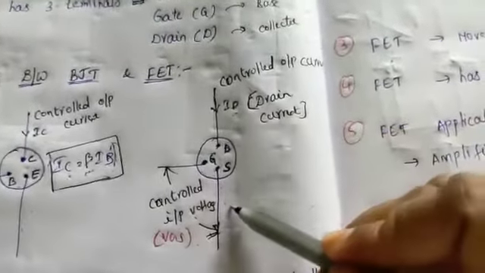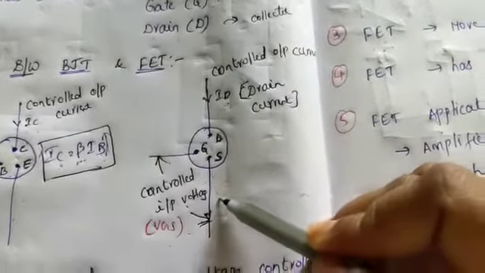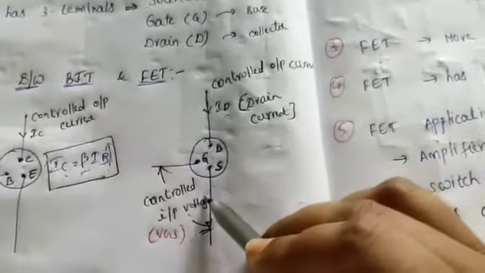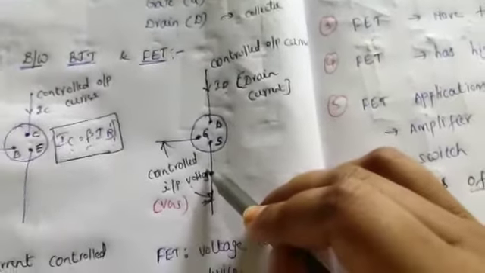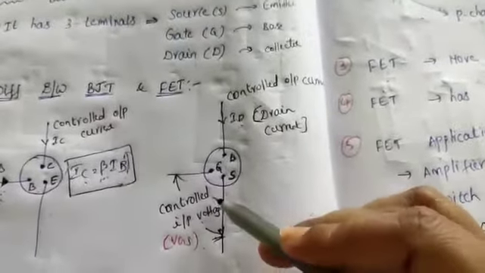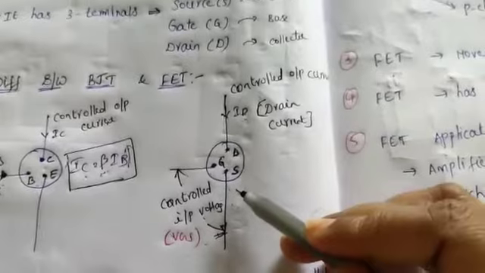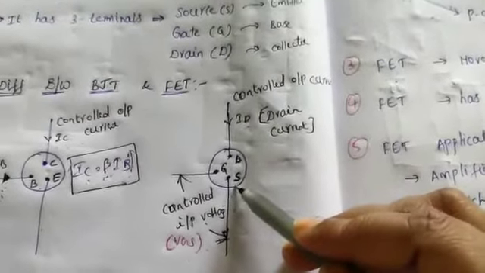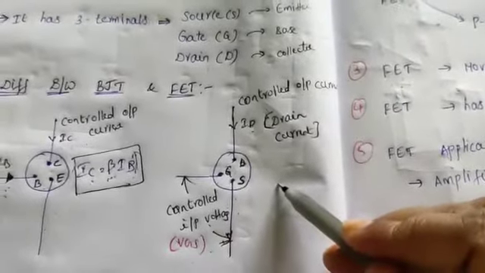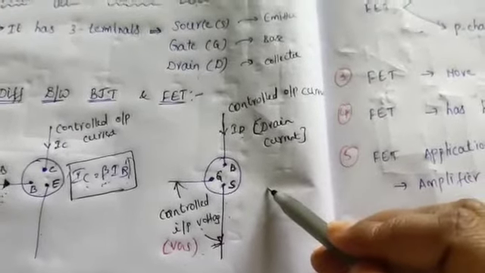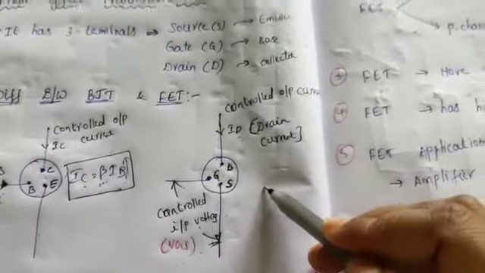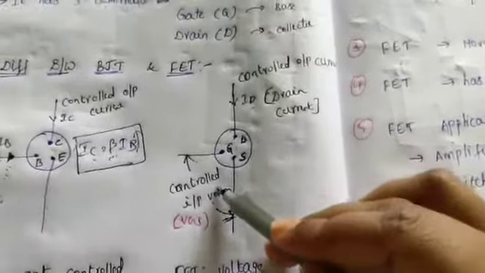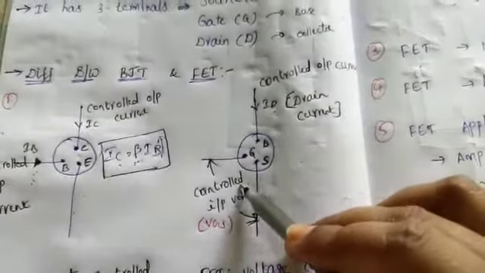In reverse bias condition, the PN junction diode offers very high resistance, so the FET has very high input impedance. It is in the order of mega ohms, maybe 100 kilo ohms, 1 mega ohm. So the FET has high input impedance compared to the transistor.